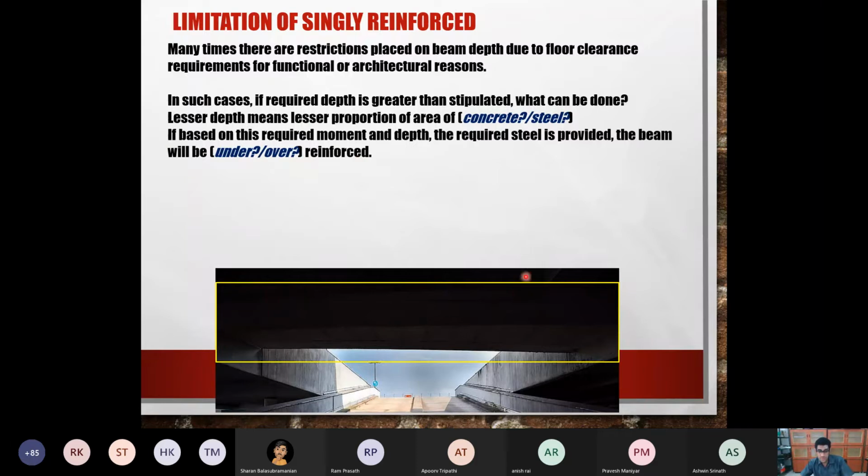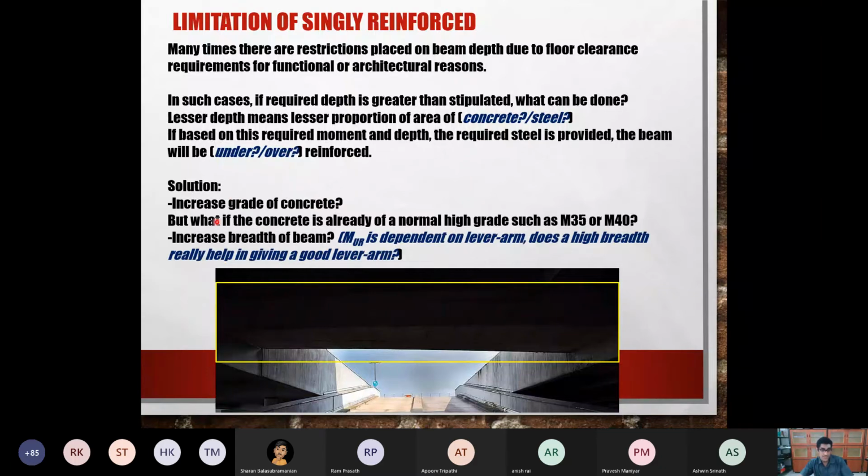So yeah, so when you limit your depth and you want to make it designed for that particular moment, then you will end up being an under-reinforced beam. And of course, bottom only steel is there. No matter how much ever steel you give, on the top, if you don't increase the depth, concrete will get crushed.